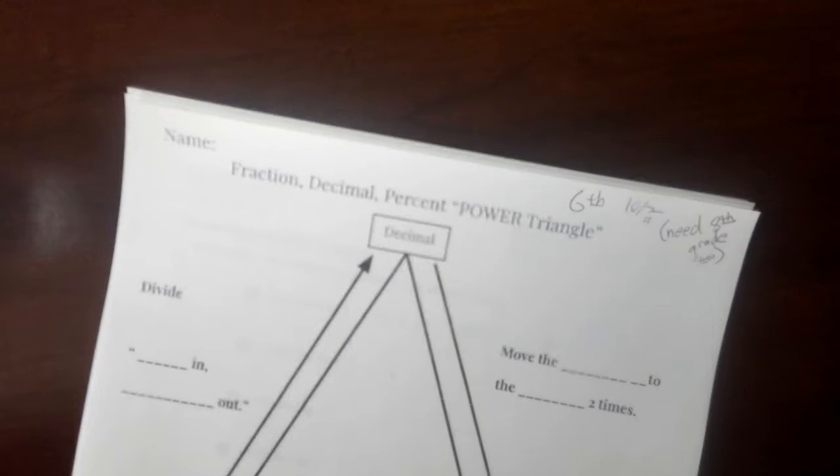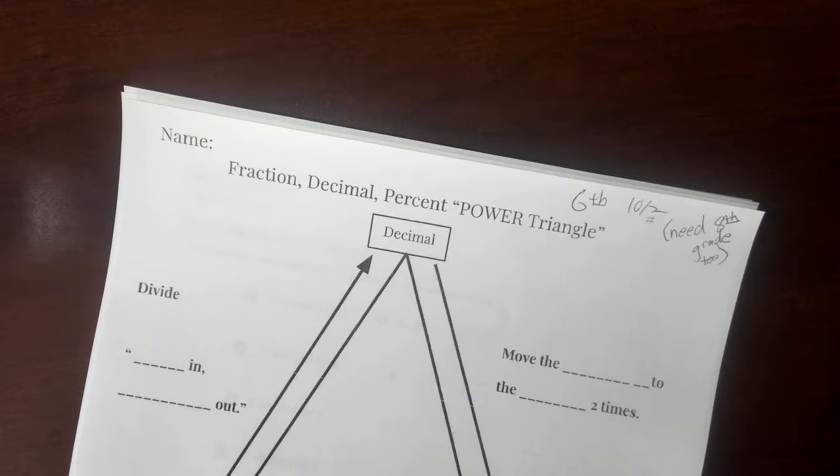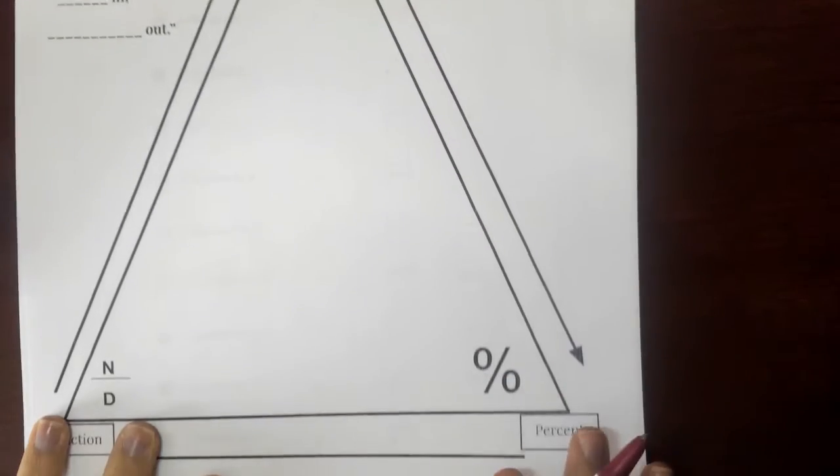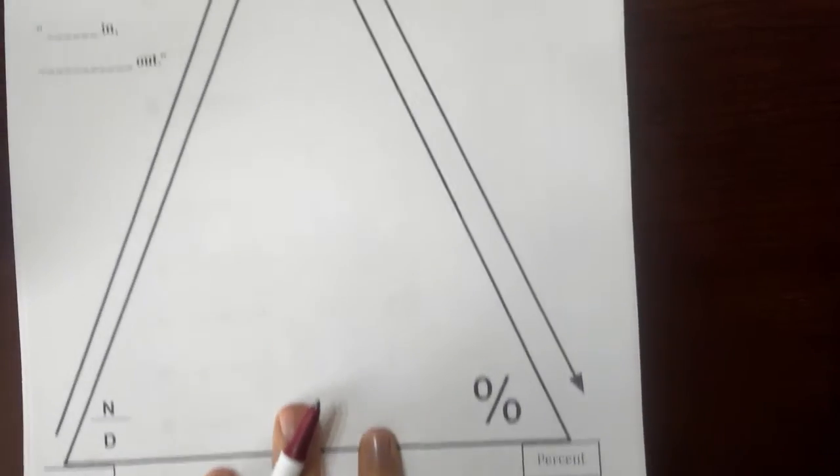Okay, so this is from my 6th graders. So we're doing fractions, decimals, and percent. We're going to go over the power triangle, which should just be some notes to help you with going between decimals, percents, and fractions.